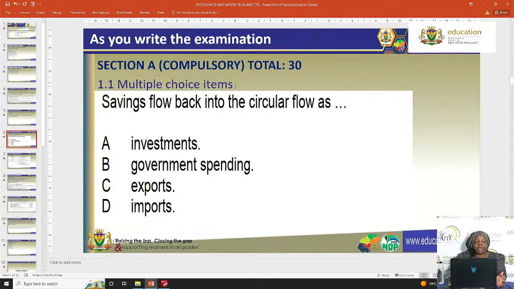But if you don't know the answer, then you must do your elimination. The elimination process actually helps you to narrow down the responses that you must choose from. So how do you narrow down the responses? You look at what it is that you must complete, and then you go to your distractors. There are certain distractors that are way out in terms of what the question wants you to respond to, so you start eliminating those. You scratch them out. For example, you say, savings flow back into the circular flow as exports. Maybe it is not right, you scratch it out. Imports, maybe it is not right, you scratch it out. But we are not so sure between these other 2. Then you try to reason out and choose what you think is the best possible answer.